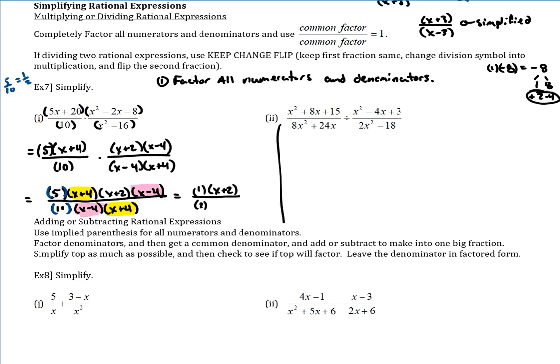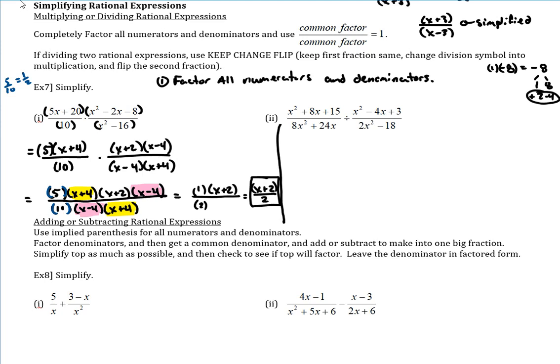Let me kind of block that off and put it... That doesn't look great. Let me erase that. There we go. Okay, so I'm going to squeeze it in right here. Well, 1 times x plus 2 is just x plus 2. And then 2 down below is just 2. There we go. And that's it.